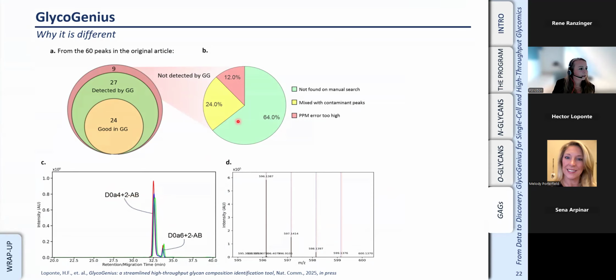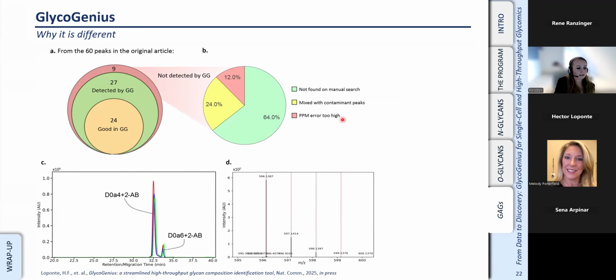And also over here, we looked at what has been reported in the paper. We noticed that there were a lot of different compositions reported. But there were only 24 of those that we considered to be good in GlycoGenius based on the IPQ and all the other parameters that we have set. Those that were not detected by GlycoGenius were related to either the ppm error being set too high, they were mixed with contaminant peaks, or they were actually not found by us when we did the manual search. So we are not really sure if they were really there.